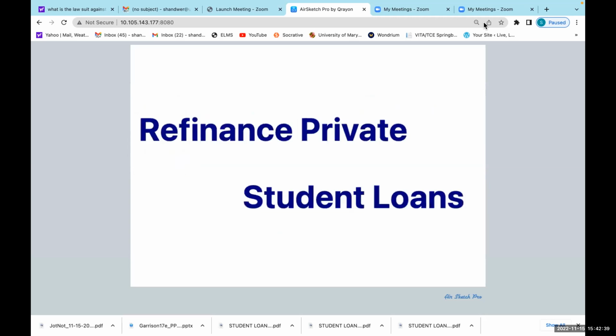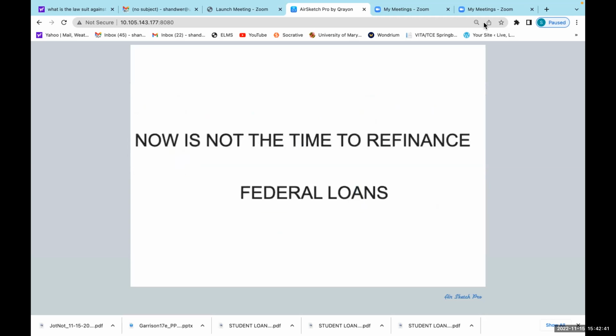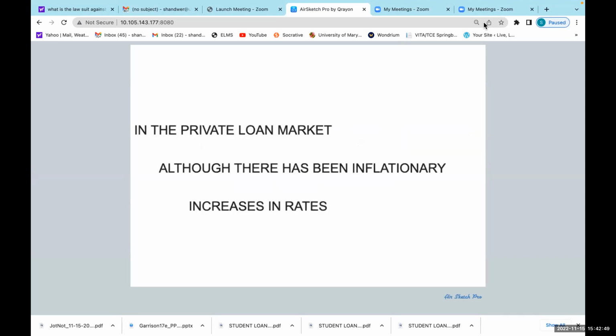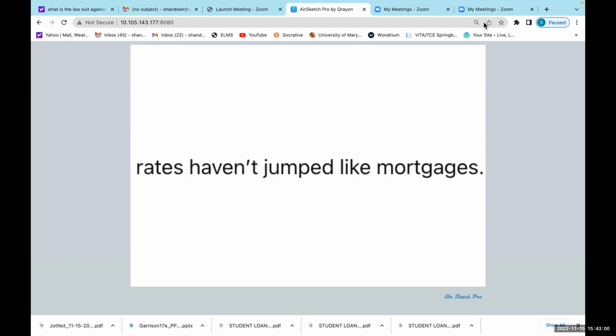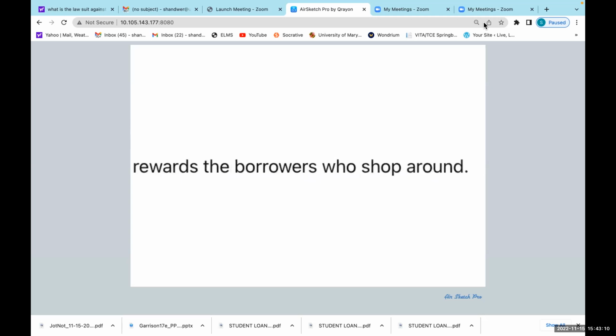All right, refinance private student loans we talked about. Now is not the time to refinance federal loans. There's no reason to. It's almost never a good idea to get out of a federal loan. And the interesting thing about refinancing a private loan is that although interest rates have been going up with inflation, the market's a little bit different for private loans. So don't think, oh, I'm not going to bother refinancing now. They haven't jumped up like mortgages. It's a competitive market in the student private loan market, so the banks have been leery to raise interest rates too much. And if you shop around, you can maybe find a good deal if you need to refinance the private loan.